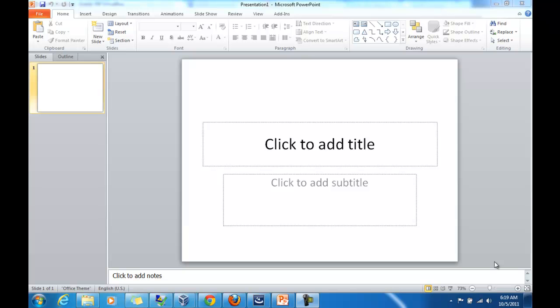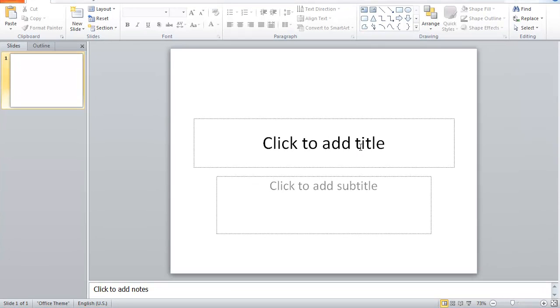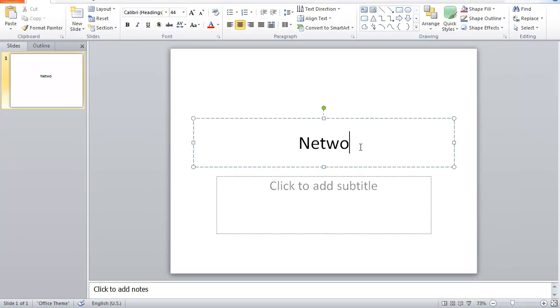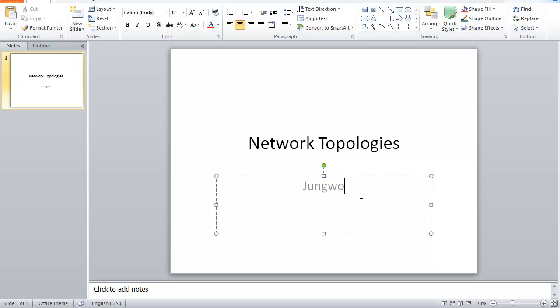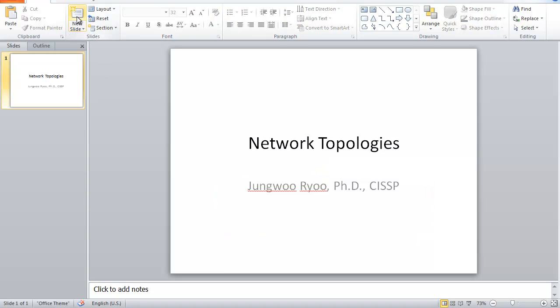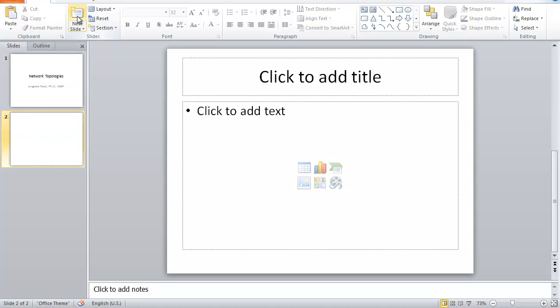Okay, so now let's talk a little bit about network topologies. There are some basic network topologies we can review here.